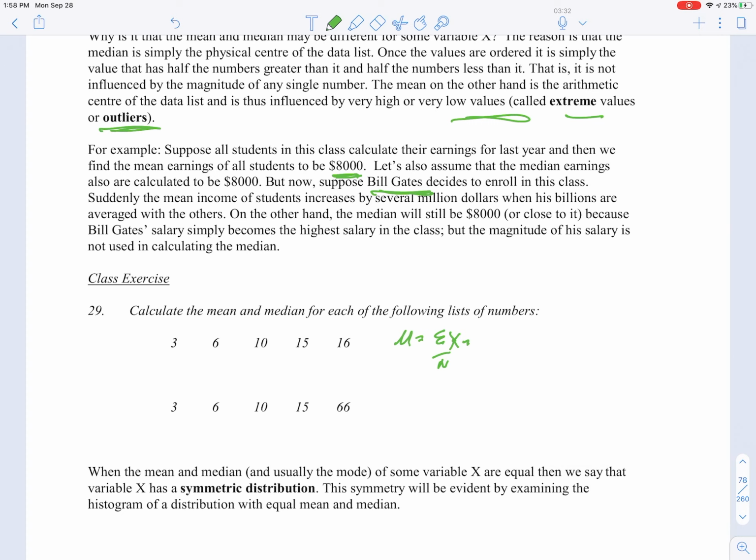And what we would find there is that we would end up with 50 over 5 is 10. Now, the median is also equal to 10. These numbers are all in order, and so it would be the middle number, the value of rank. What do we got? 1, 2, 3, 4, 5. 5 plus 1 divided by 2, so the third value is 10.